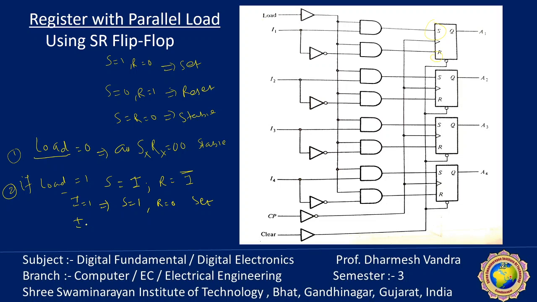If I equal to 0, then set equal to 0 and reset equal to 1, and the output is reset. Whatever that means, we can say that A is equal to I when load equal to 1. So this is called a control signal. Which control? It is the load control, the parallel load. Whenever load equal to 1, immediately whatever the input values I1, I2, I3, I4 are transferred to A1, A2, A3 and A4. So this is called a register with parallel load using SR flip flop.